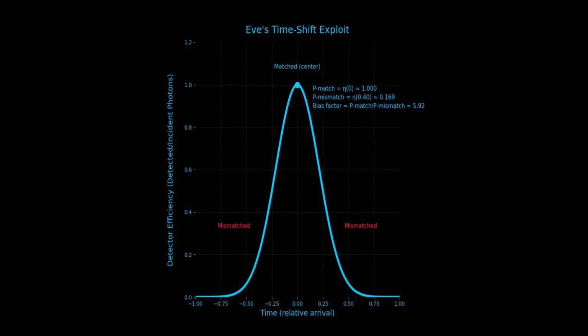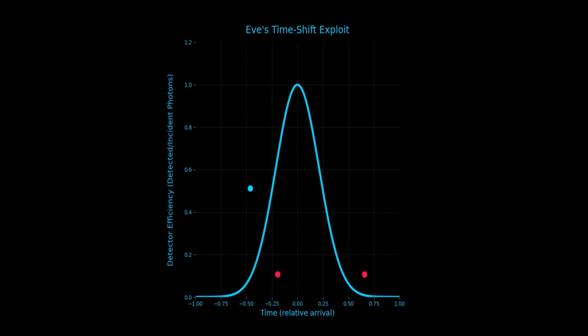The efficiency curve shown here represents the probability that a photon is successfully detected as a function of its arrival time. As established earlier, this curve is sharply peaked around the center of the detection gate, where the detection probability is effectively equal to 1, and it falls off rapidly toward the shoulders, where it is only about 0.169. This decline reflects a fundamental physical limitation of the hardware rather than a flaw in implementation, and it becomes the foundation of a subtle but powerful timing attack.